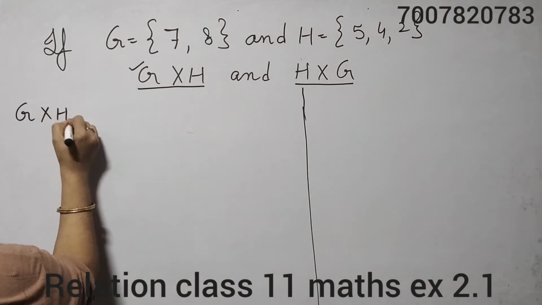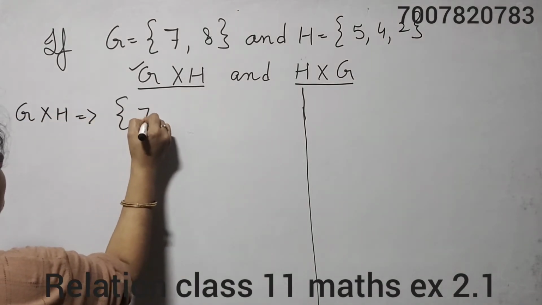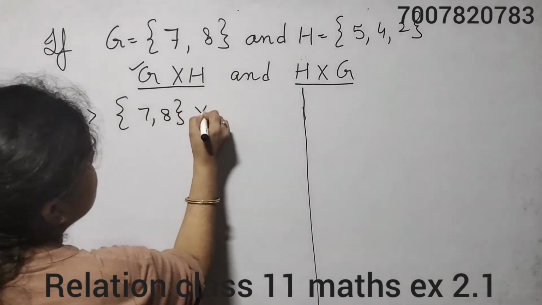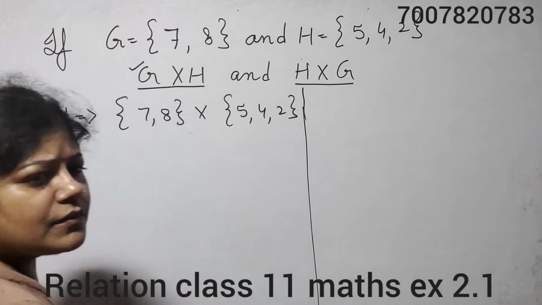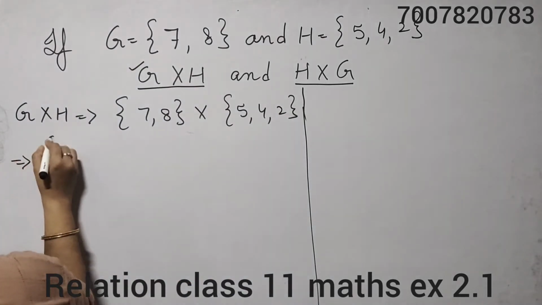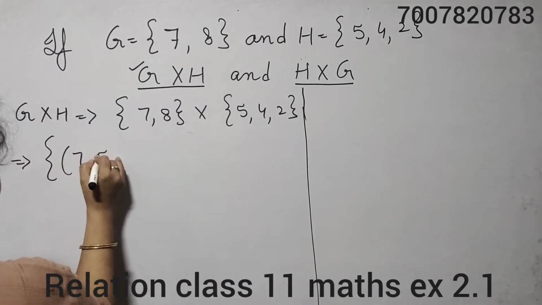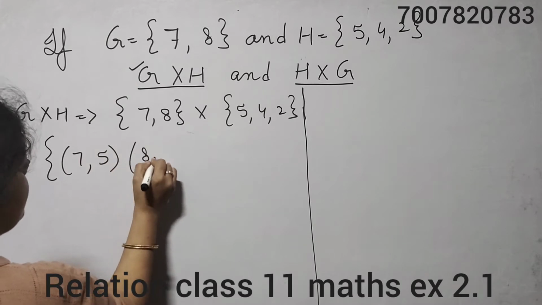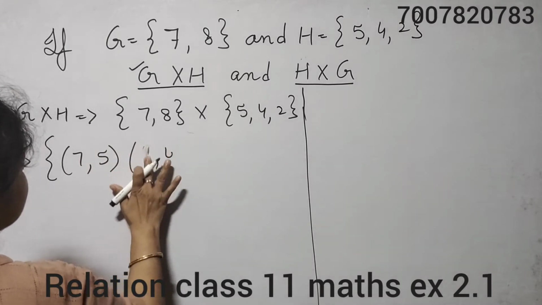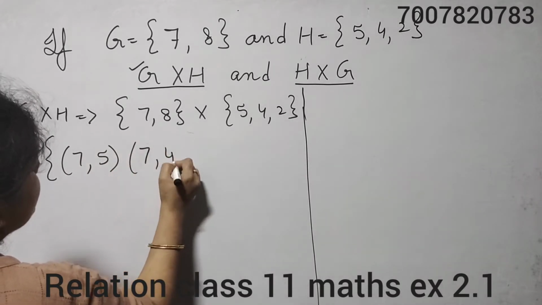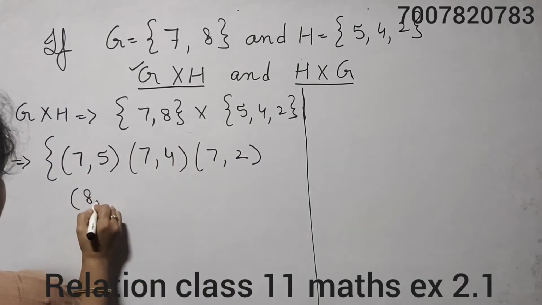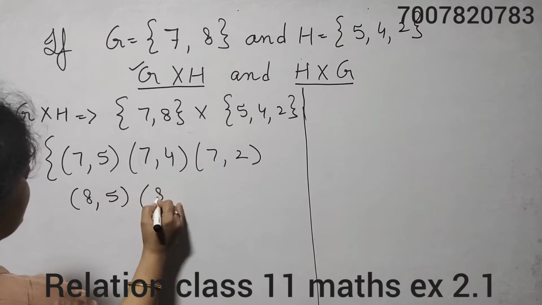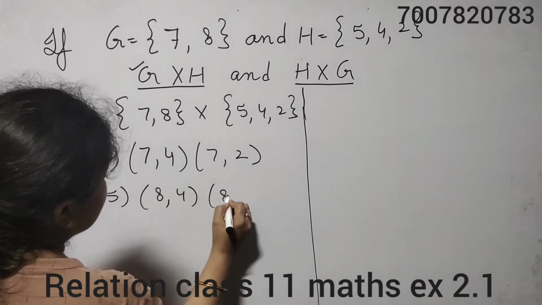G cross H. It means 7, 8 cross 5, 4 and 2. Clear? So we have what? 7, 5, 7, 4, 7, 2. Then 8, 5, 8, 4, 8, 2.